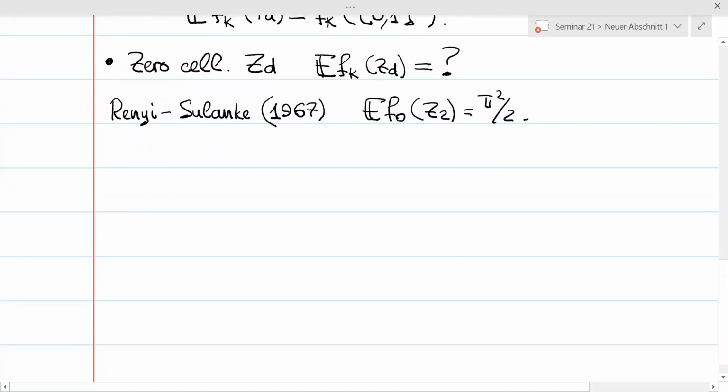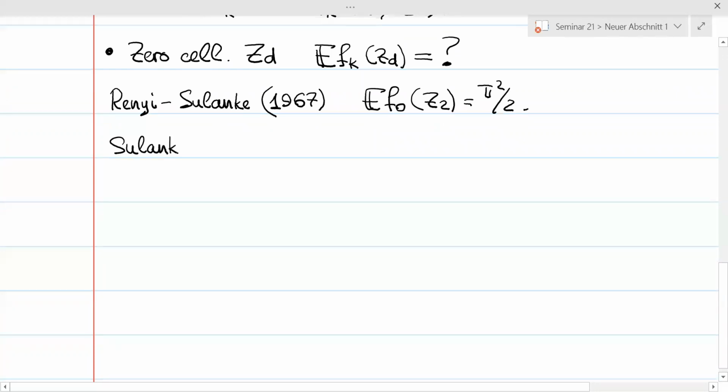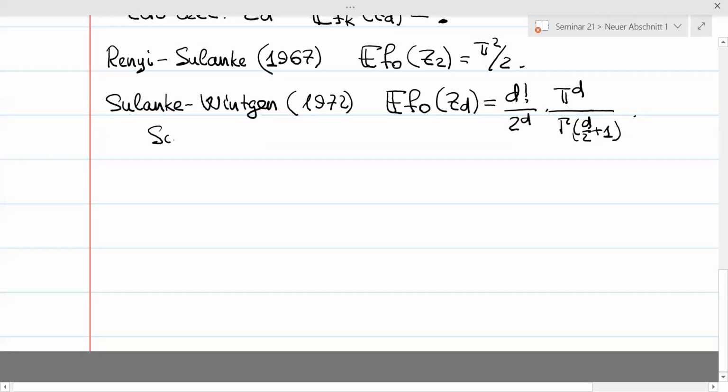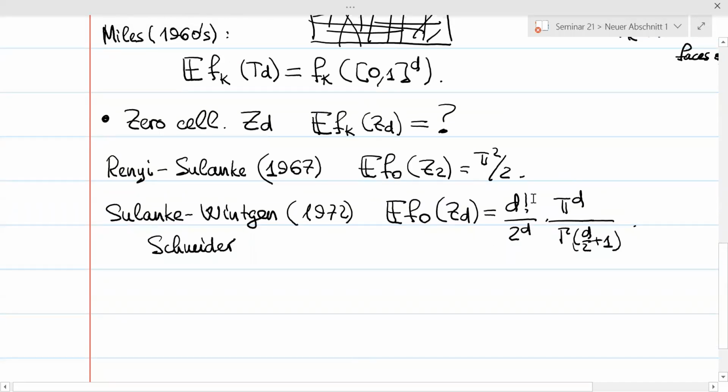This work has been extended by Sulanke and Wieacker in '72, who proved that in any dimension, the expected number of vertices is given by some formula involving the gamma function. So it is d factorial divided by 2 to the power d times pi to the power d divided by gamma of d/2 plus 1. But I will not use this formula in the following. And the same result has been obtained by Schneider, who also proved that this is among all hyperplane tessellations with any directional distributions, the maximal one.